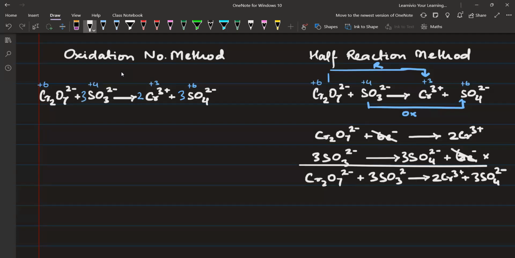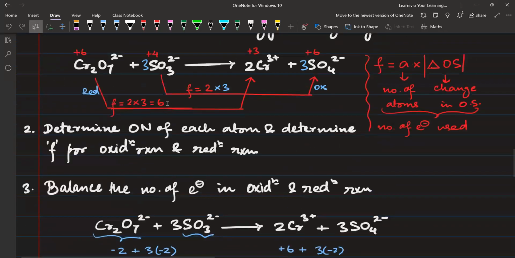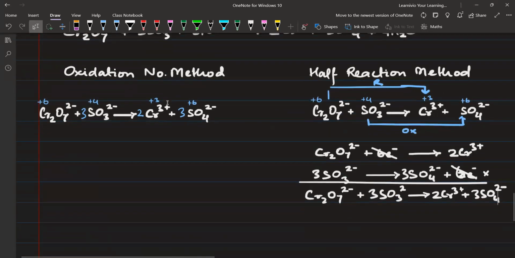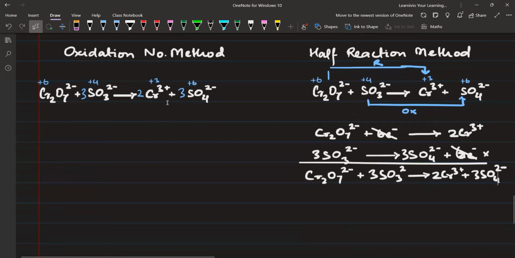Now after you are done balancing both the reactions, you need to balance the charge, and all the remaining steps are the same. So in between, here we have to calculate the F, and here we have to do the half reaction, reduction half, oxidation half, then we need to multiply. Okay, please try this.